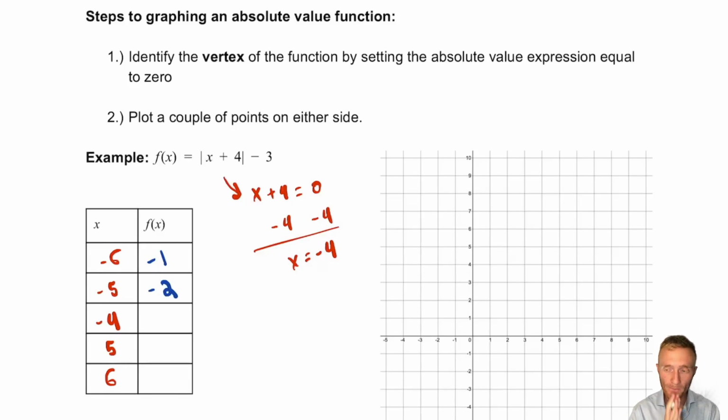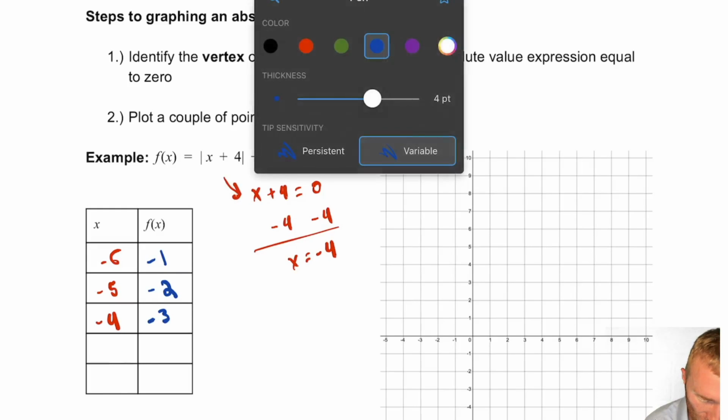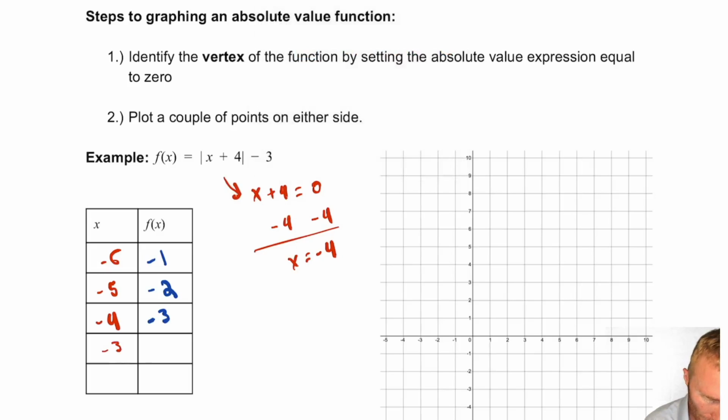Here's the key point. When we plug in negative 4, the absolute value portion is 0, and 0 minus 3 is negative 3. But when we cross over and start going the other direction, now we're going to start counting up again. Oh, I'm sorry, now I see this. This should have been here. That didn't make any sense. This should have been negative 3 and negative 2.